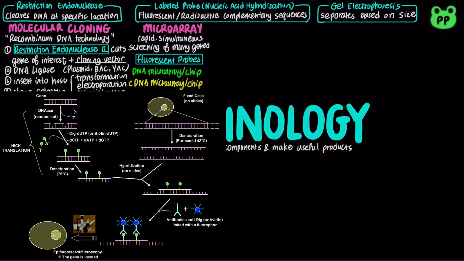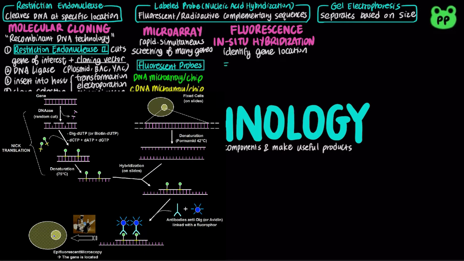On the other hand, fluorescence in situ hybridization, abbreviated as FISH, uses fluorescent dyes attached to nucleic acid probes to identify the location of either DNAs or mRNAs in place in a portion of a tissue, therefore the term in situ. FISH is often used for genetic counseling.